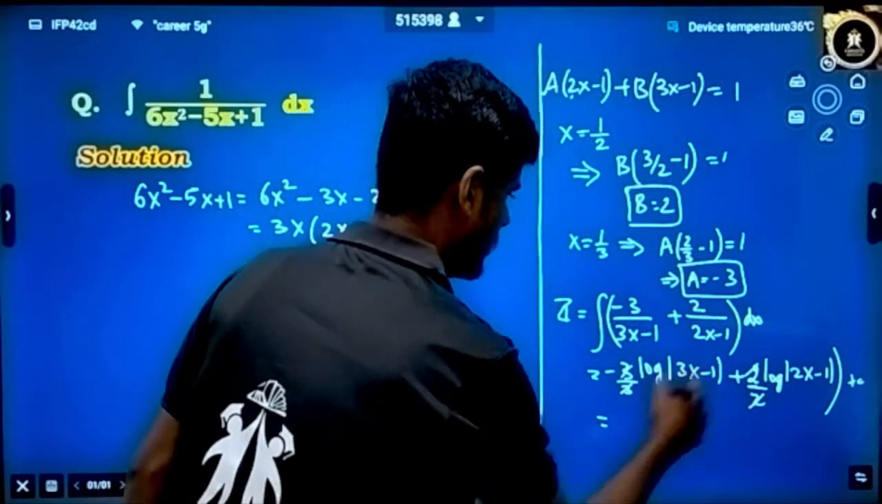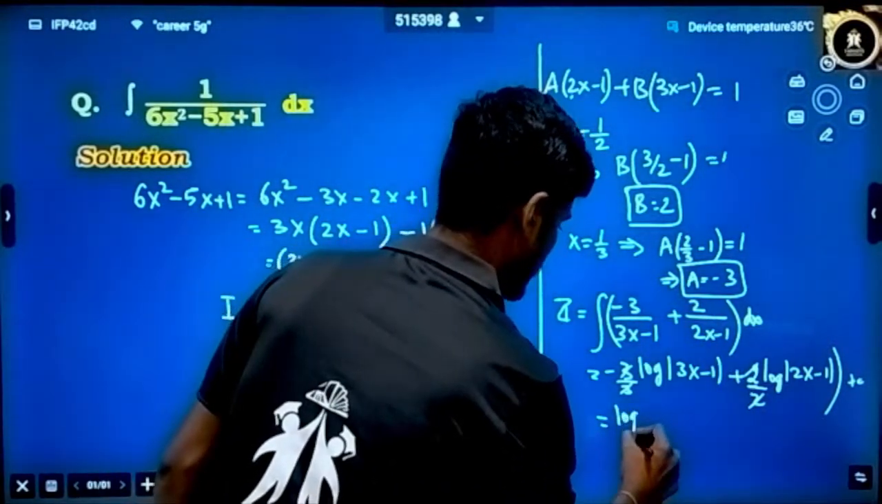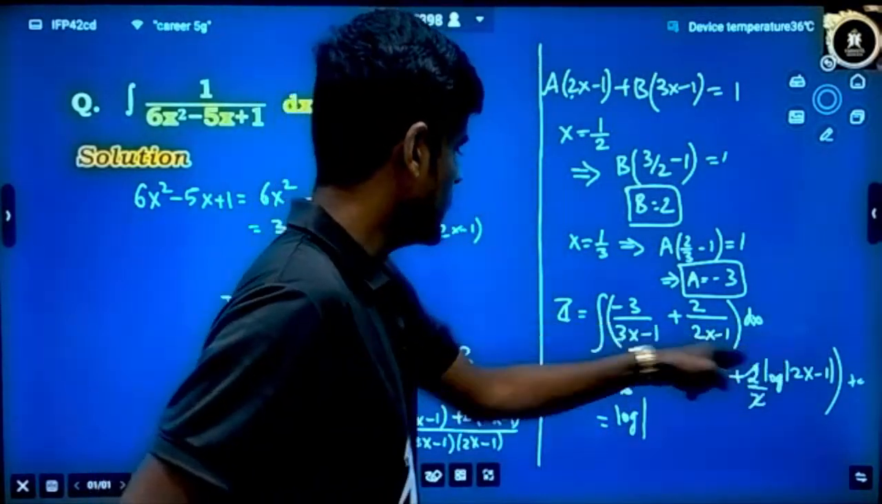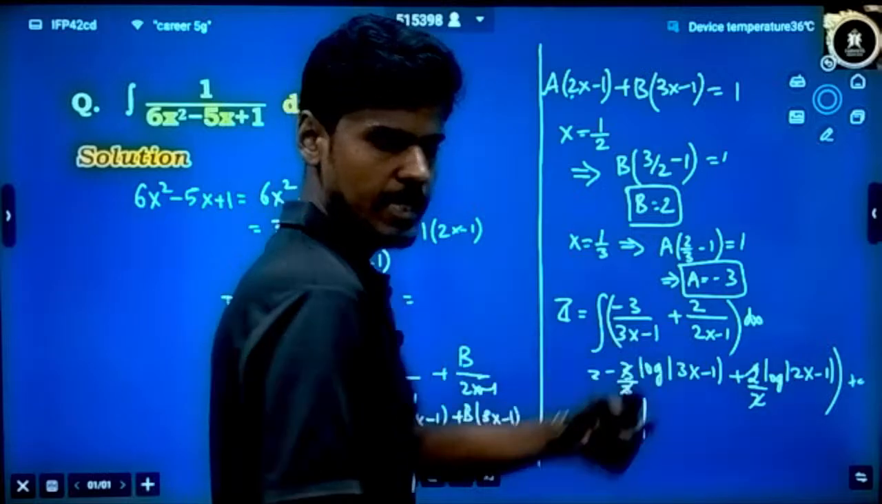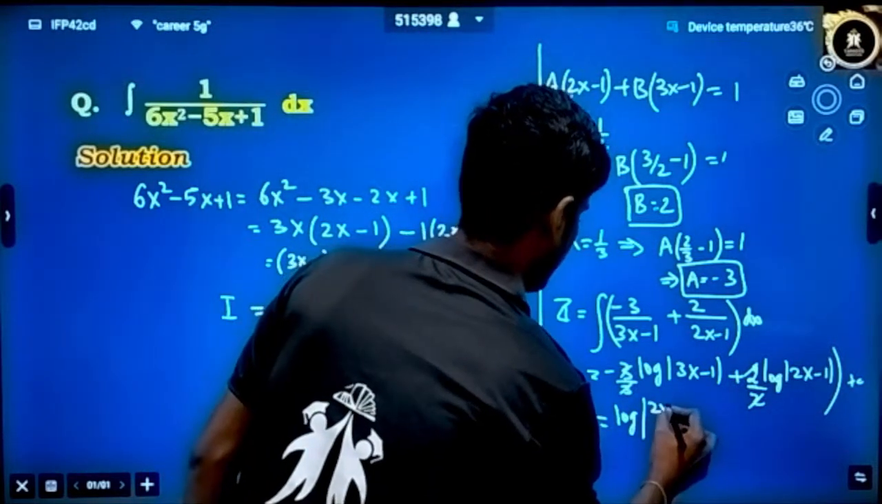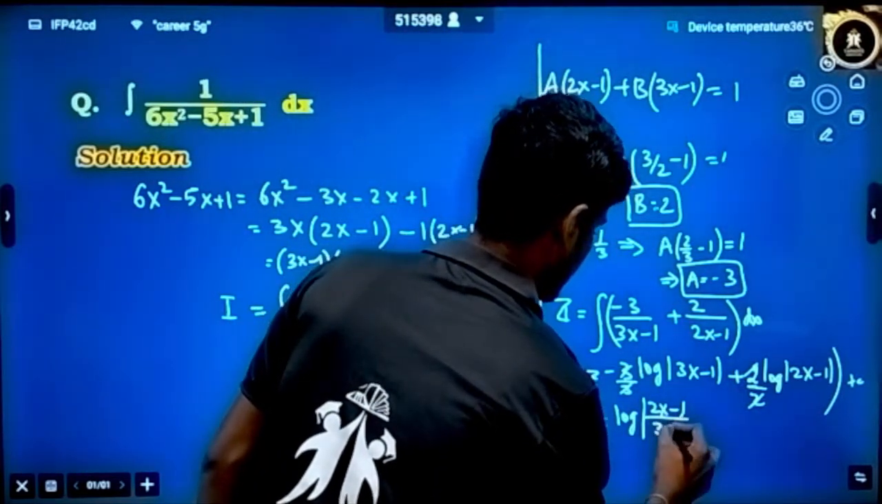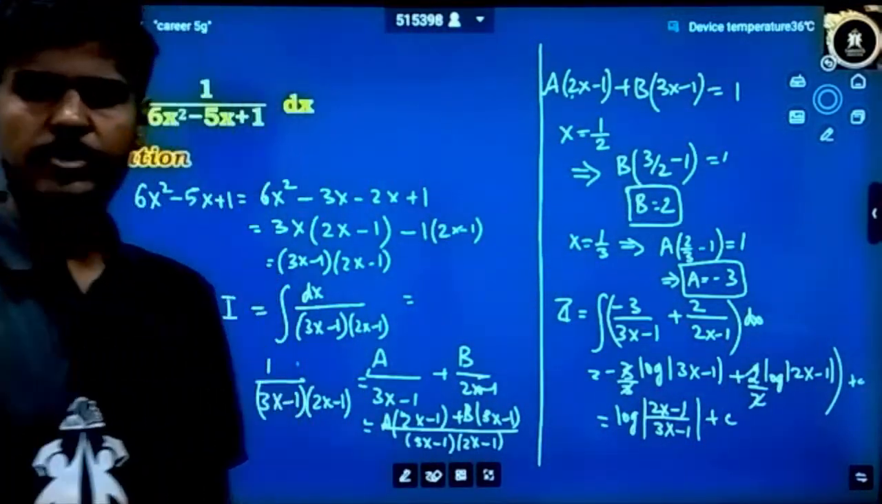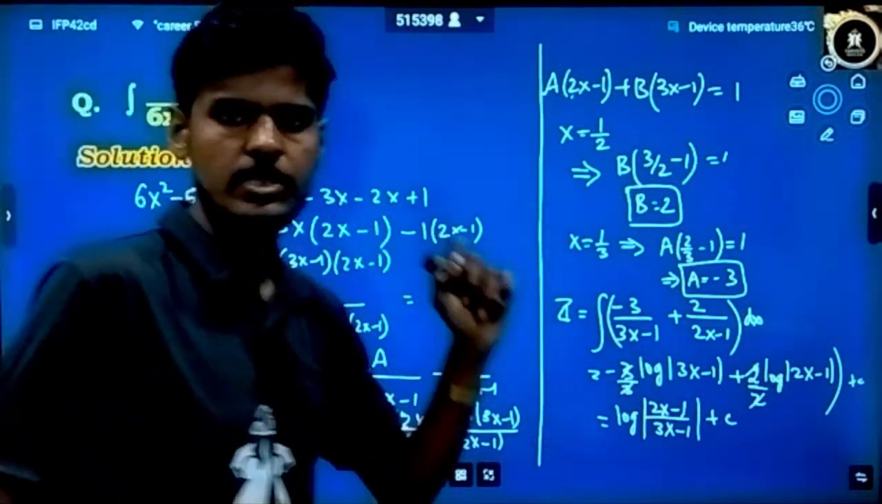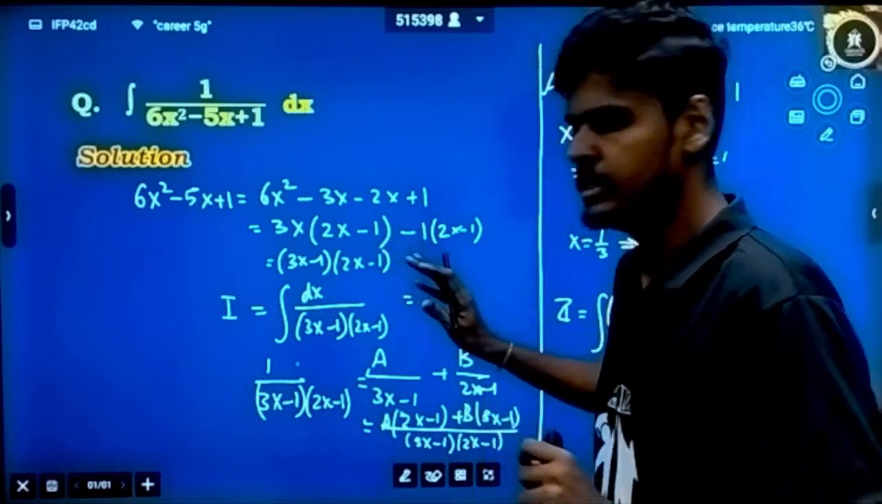So that is equal to log of modulus 2x minus 1 divided by 3x minus 1, as log a minus log b is log a by b. So this will be log of 2x minus 1 divided by 3x minus 1 plus c. This will be the answer. That is how we should solve these questions. I hope this is clear, students.